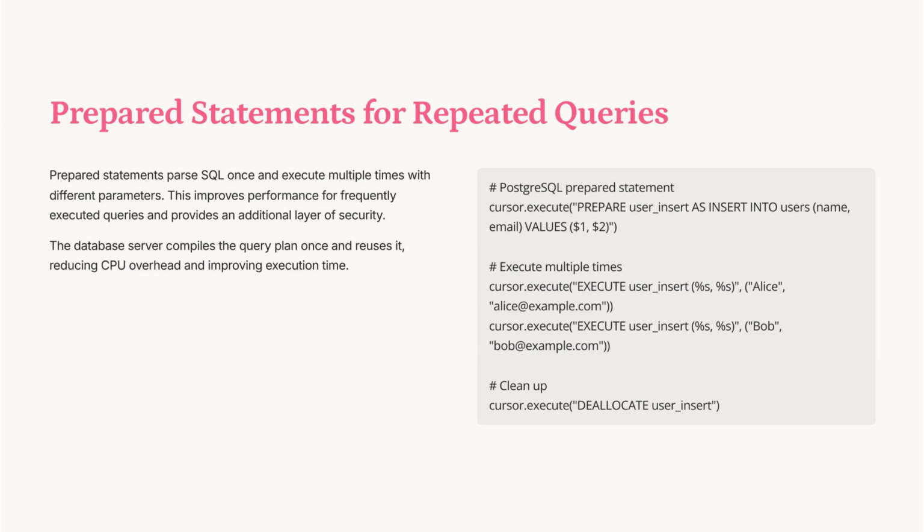Prepared statements enhance performance by parsing SQL once and executing it multiple times with different parameters. This reduces CPU overhead and improves execution time. In PostgreSQL, use PREPARE to define a statement and EXECUTE to run it repeatedly. Finally, DEALLOCATE cleans up the prepared statement.